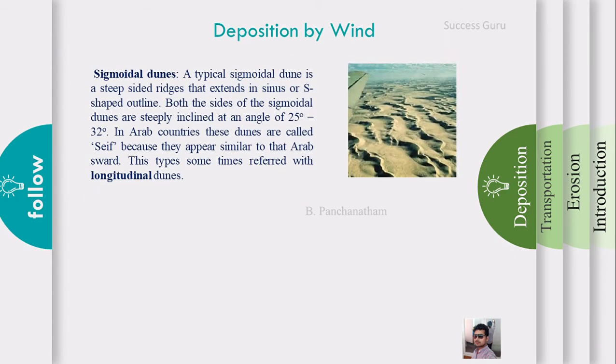And the next one is the sigmoidal dune, which is sometimes referred to as a longitudinal dune. A typical sigmoidal dune is a steep-sided ridge that extends in a sinuous or S-shaped outline. Both the sides of the sigmoidal dune are steep, inclined at an angle of say 25 to 32 degrees. In Arab countries, these dunes are called seif because they appear similar to the Arabian sword.